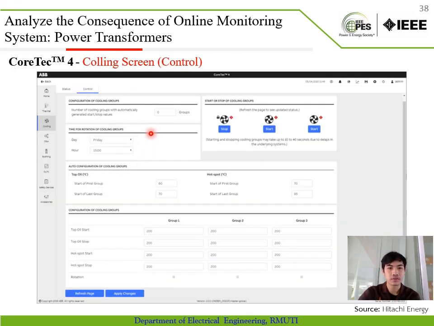On this control subscreen, we can configure the cooling groups. Auto configuration of the cooling group is done by configuring the top oil and hotspot temperature and selecting the first group and the last group. Manual configuration of the cooling group is done by configuring the stop and start of top oil temperature and hotspot temperature and selecting the cooling group.